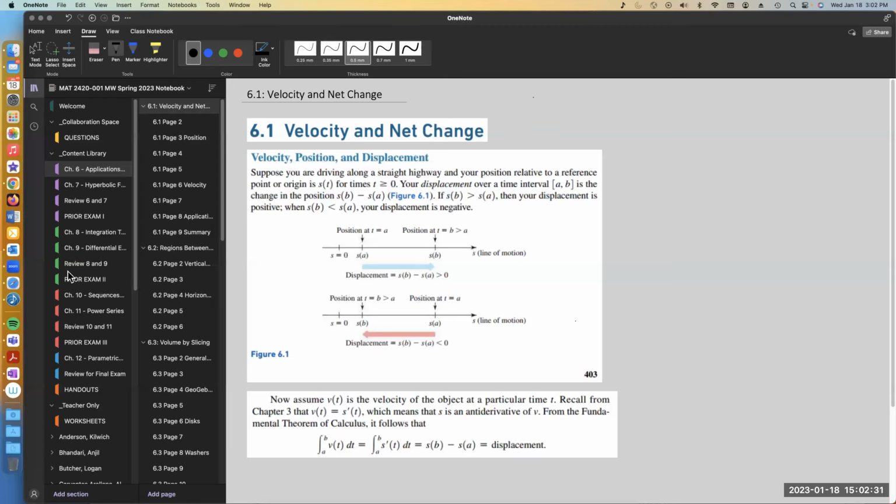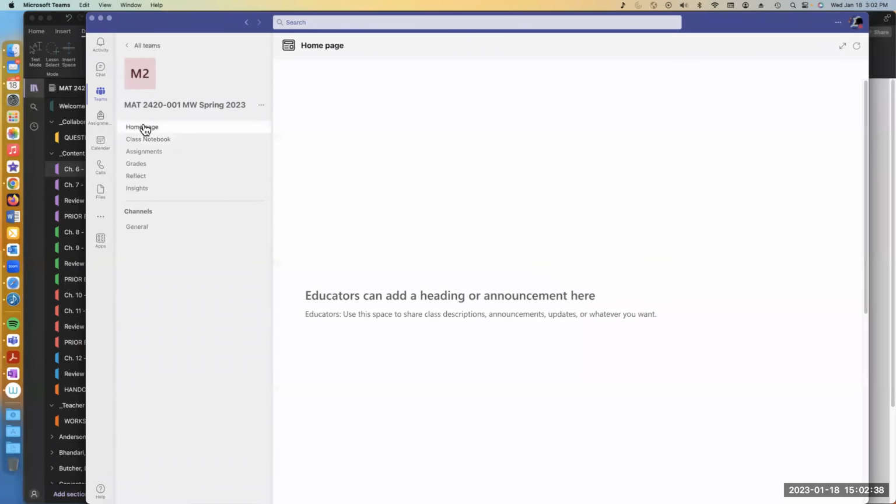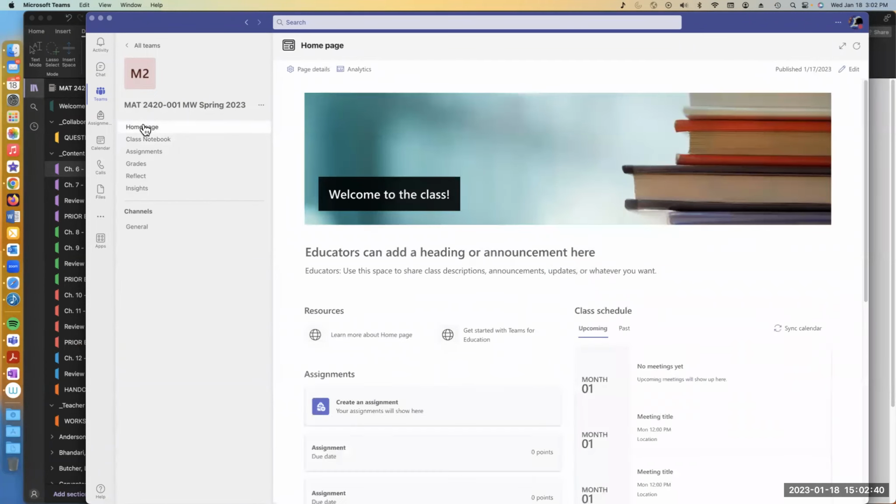So let me just pop up Teams. So you all should have gotten an email. I invited you to the team for this class. So you should see an email in your student email account from Microsoft Teams.